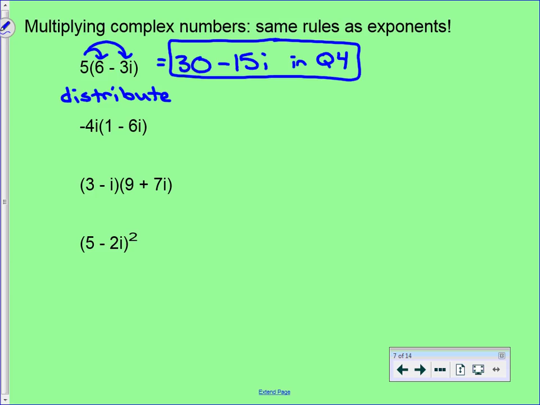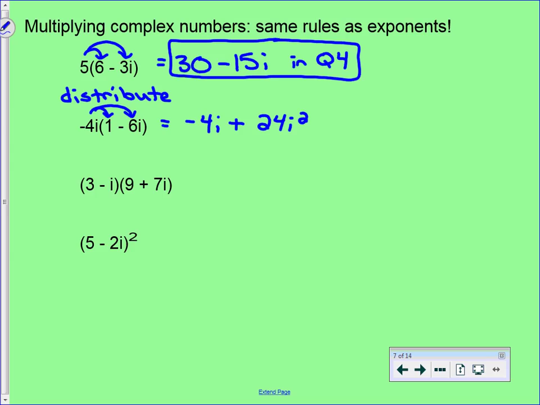If we keep going now and say, okay, now there's an i on the outside, our distributive property still applies. We wind up now with a negative 4i times 1, which is just a negative 4i. And in this case, we have a negative times a negative, which is a positive. And then a 4i times a 6i is going to give us a 24, but in this case, i squared.